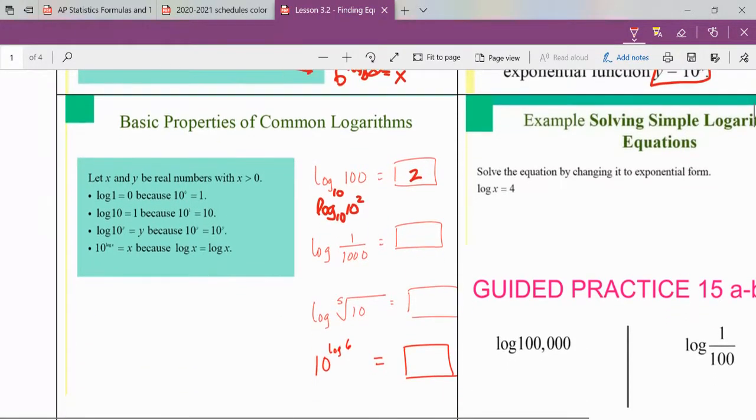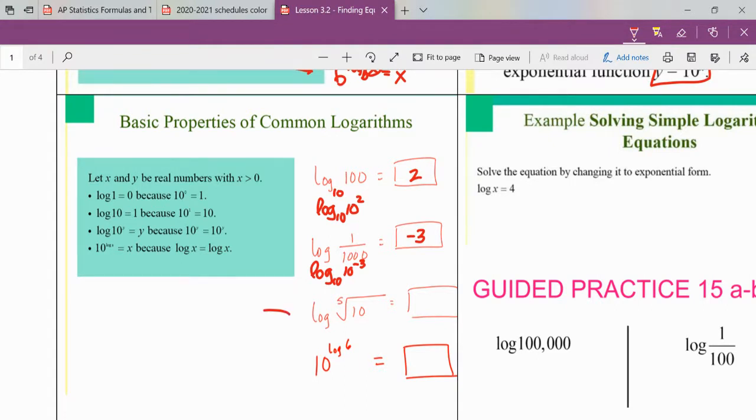Same thing here. I'd rewrite this as log base 10. This thousandth down the bottom, so I know that's going to be a negative exponent, and there's 3 zeros. This is actually 10 to the negative 3. So again, the bases are the same. The base and the number are the same. So our answer is just that exponent.